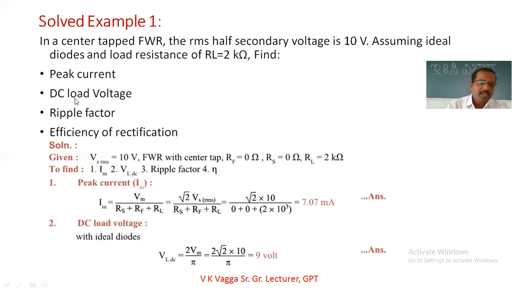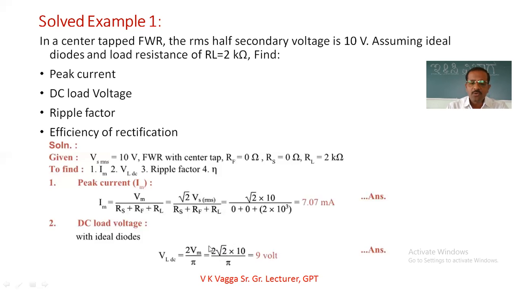In the same way, in order to get the DC load voltage with the ideal diode, VL DC is equal to 2 Vm by pi. It is also explained in the previous class. If you take the full wave rectifier, this is equal to 2 Vm by pi. If you take the half wave rectifier, this is equal to Vm divided by pi. Okay, so this is equal to 2 into root 2 into 10 divided by pi.